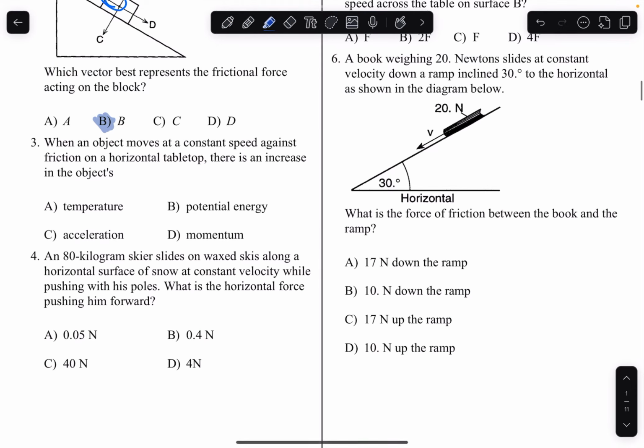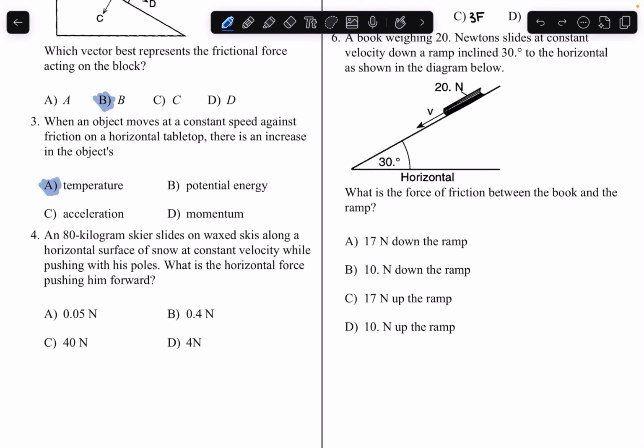Number 3. When an object moves at constant speed against friction on a horizontal tabletop, there's an increase in the object's temperature. So this is a concept question. Just know that an increase in friction causes an increase in temperature. Like imagine that you're rubbing your hands together. That friction is what causes warmth.